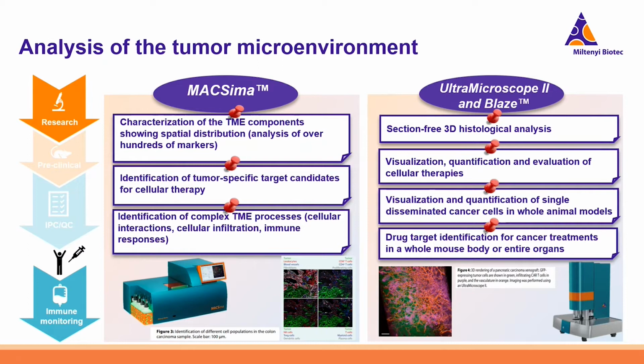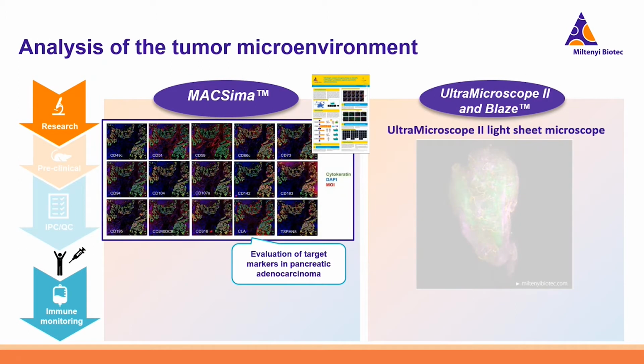With our ultra microscope, we have different versions of it. We can do section-free 3D histology analysis. Again, we can see how exactly our cell therapies are working in a 3D environment, which is also really interesting for sure. Just to show an example here on the left for the Maxima, this is a nice poster that you can also find on our webpage.